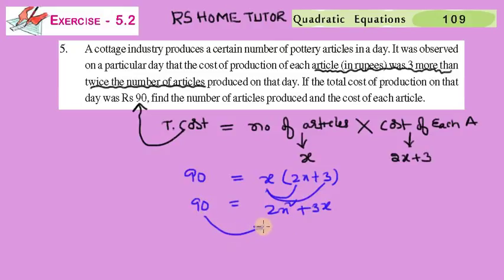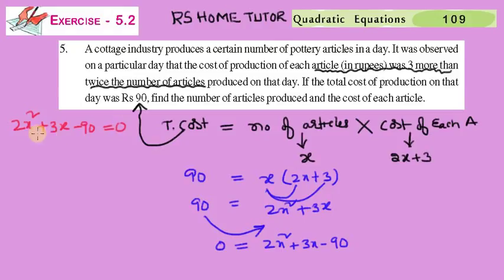Now if I take the term to that side, I will get minus 90. 2x square plus 3x minus 90. The same equation I can write in this way also: 2x square plus 3x minus 90 is equal to 0.